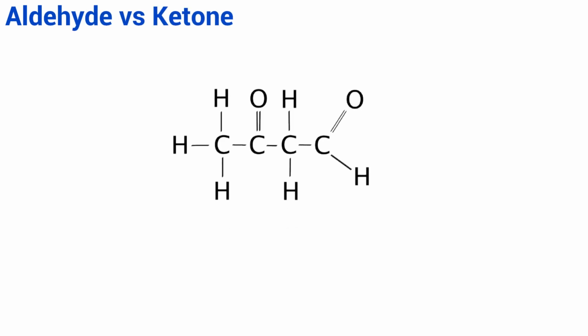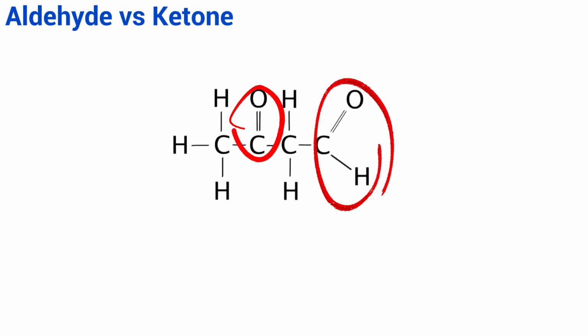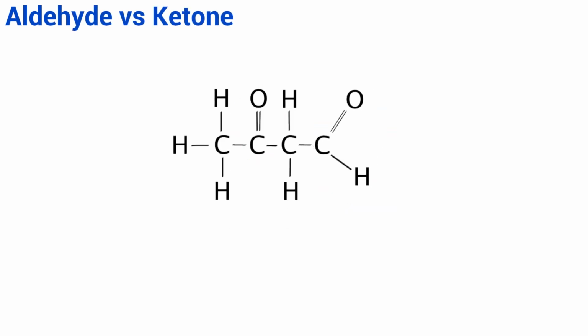Now, let's say we have both an aldehyde and a ketone in the same molecule. According to the priority order, the aldehyde group has a higher priority than the ketone, so we use the suffix for the aldehyde, while the ketone group gets the prefix. Look at the compound with aldehyde and ketone group. Aldehyde has a higher priority. The name will be 3-oxobutanol.